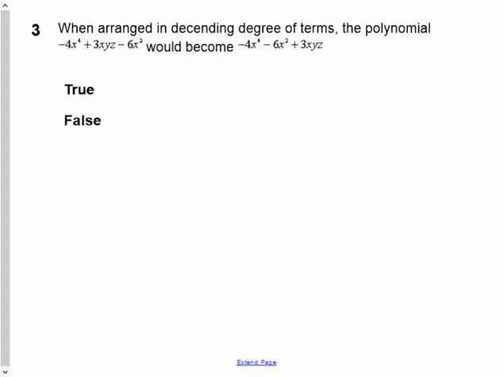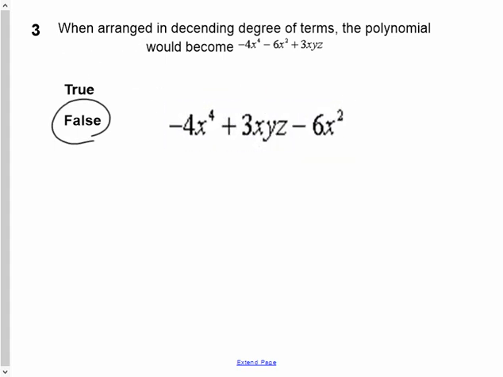Question 3. When arranged in descending degree of terms, the polynomial negative 4x to the exponent of 4 plus 3xyz minus 6x squared would become negative 4x to the exponent of 4 minus 6x squared plus 3xyz. The answer for this is false, and here's why. If you take this trinomial, I'll make it a little bigger for you, and look at each term. There's one term, there's a second term, there's a third term.